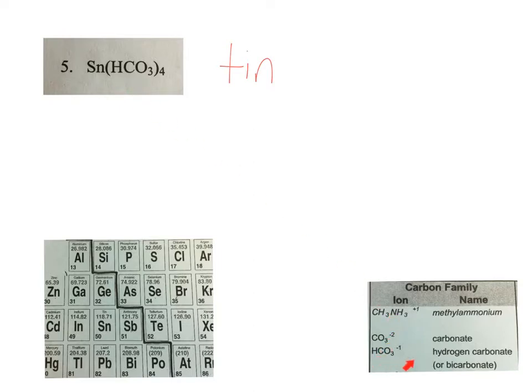And that polyatomic ion is unusual in that it has two names that are considered okay to use. So the first one is hydrogen carbonate, second one's bicarbonate. I can use either one. Why don't, in interest of time and space, let's use bicarbonate. Okay, so now I have most of the name.